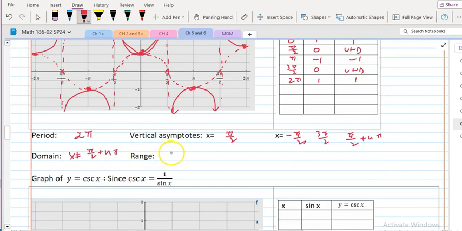Range is from 1 to infinity, right? Because it can be 1 and infinity. And then it can be from negative infinity to negative 1. There's nothing in between 1 and negative 1.